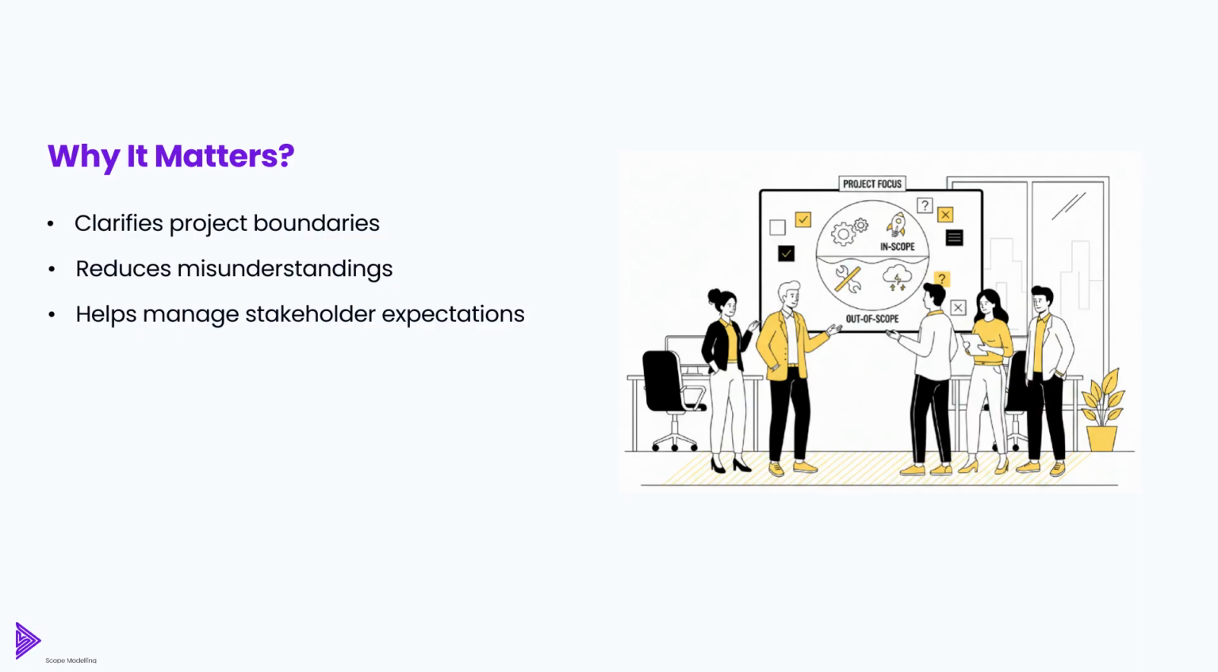What problem does scope modeling solve? Simply put, it stops assumptions from running the project. By clearly mapping what's in and what's out, everyone stays on the same page. It helps you avoid conflicts, wasted effort, and those surprise tasks that suddenly appear halfway through. Think of it as the project's visual guardrails, keeping the team focused on what's actually being delivered.